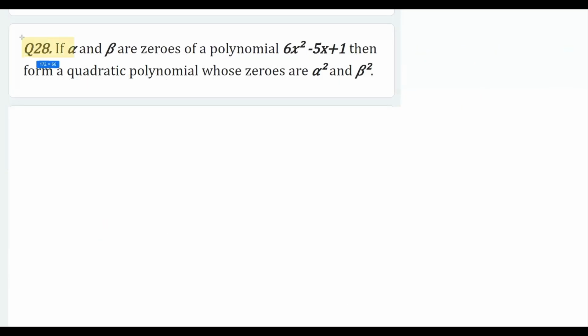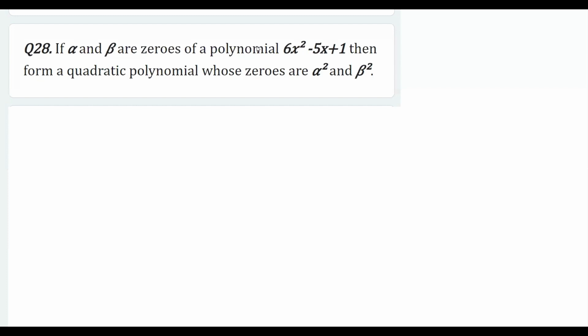So the next question, that is 28, from the chapter polynomials. It says alpha and beta are the zeros of this polynomial, and then we have to form a quadratic polynomial whose zeros are alpha squared plus beta squared.